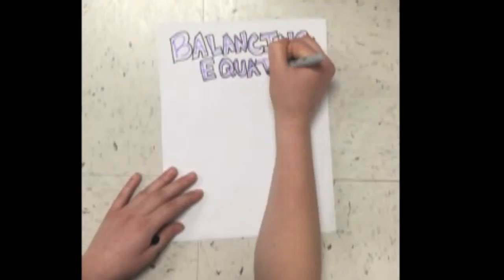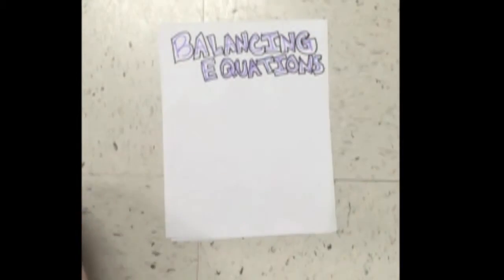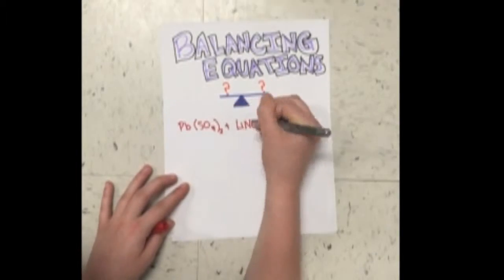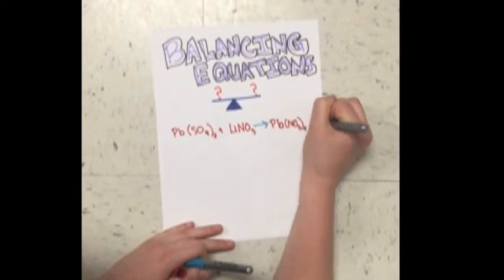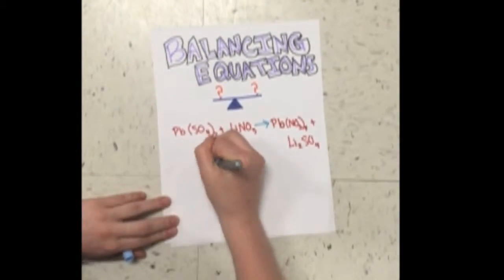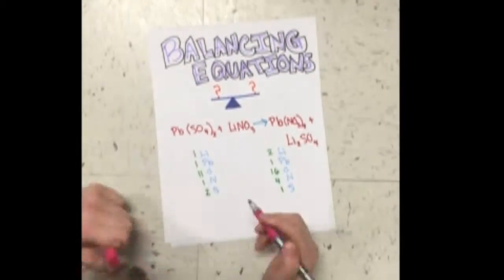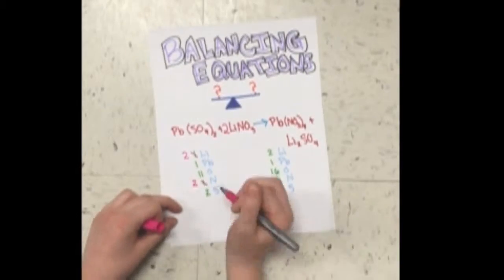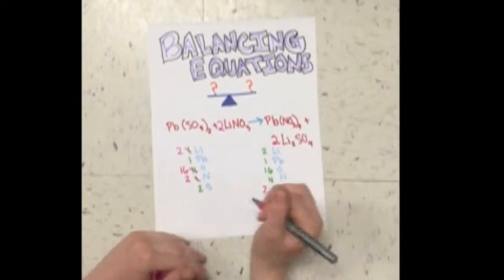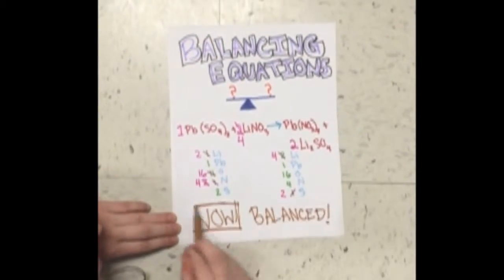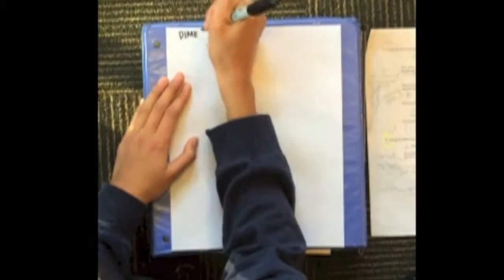Balancing equations. Before starting to work through dimensional analysis and stoichiometry, we have to balance the chemical equation, or the number of moles we are working with, to allow for a proportional mole ratio. Let's demonstrate balancing with an example. We start with lead sulfate, which is PbSO4, and lithium nitrate, LiNO3, yielding lead nitrate, PbNO3, and lithium sulfate, Li2SO4.